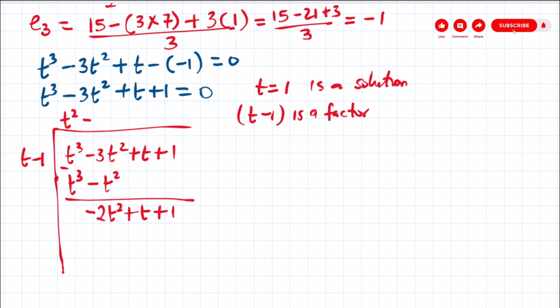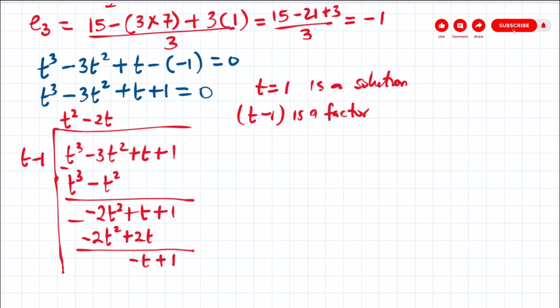The next step is to find out what we will multiply by t that will give us minus 2t squared. That's minus 2t. So multiplying this, we're going to have minus 2t squared. Minus 2t times minus 1 is going to be plus 2t. So if you subtract this, minus 2t squared minus minus 2t squared is 0, so it's out. So this minus this gives us minus t plus 1.